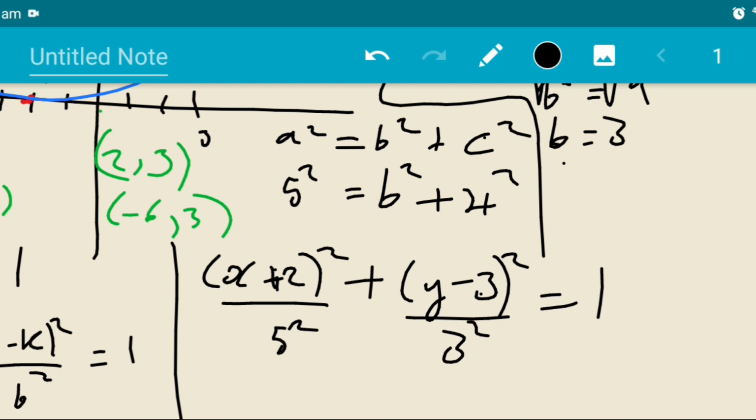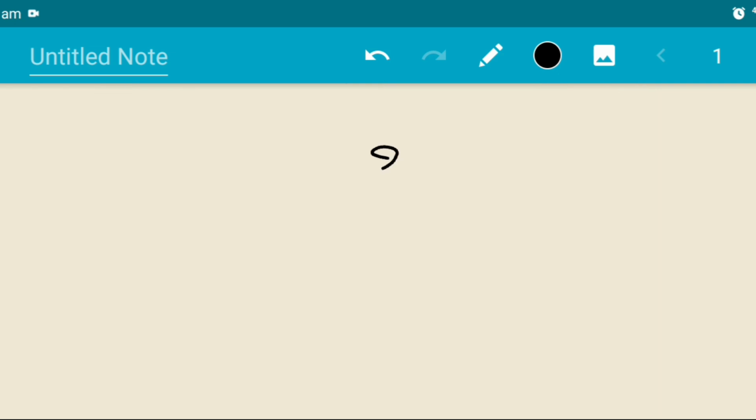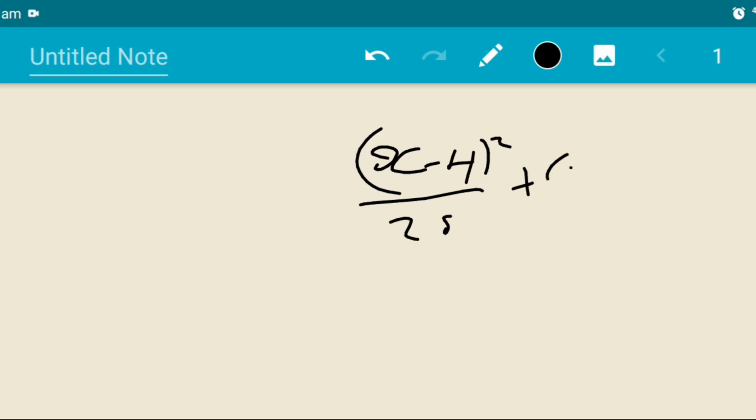We found everything. So let me just leave this question right here for you to try to solve, because the more practical you are, the better. And at the end, your final answer is expected to be x minus 4 squared over 25 plus y plus 2 squared over 34 should be equal to 1. So this, you should expect to find.